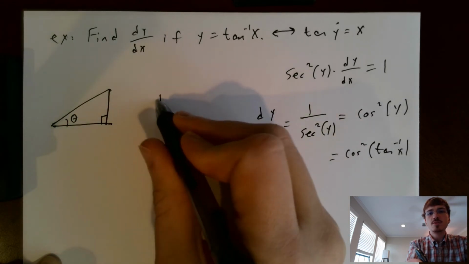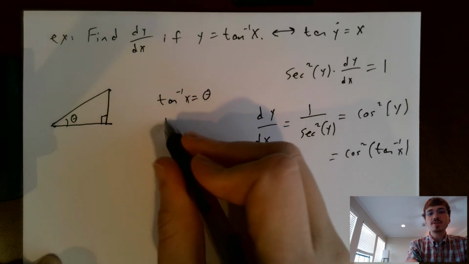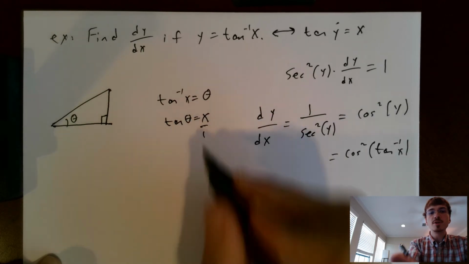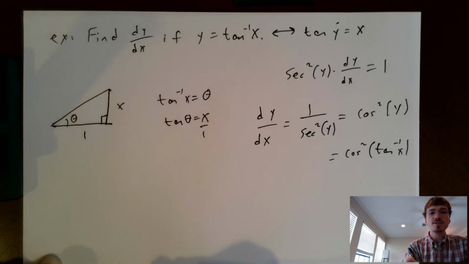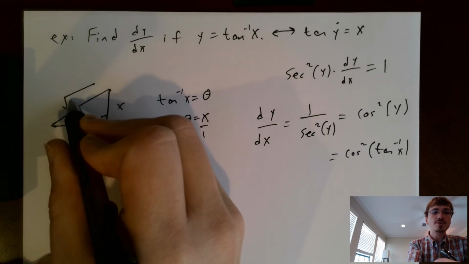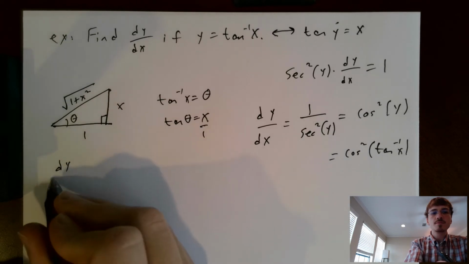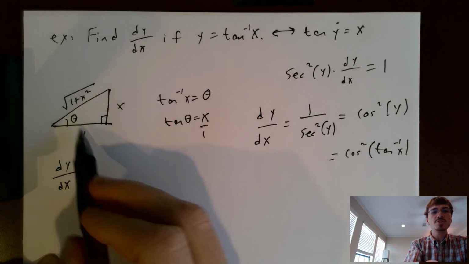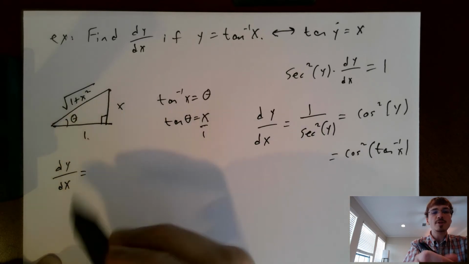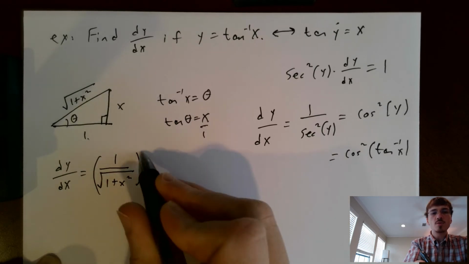Let this be my angle theta, where that angle theta is the arctangent of x. So if arctangent of x is theta, that means that tangent of theta is equal to x divided by 1. Well, if tangent of theta is x over 1, that's the opposite over adjacent. By Pythagorean theorem, my hypotenuse is the square root of 1 plus x squared. Yeah? And so, what's dy dx? It's going to be the cosine squared. Well, what's cosine of theta? It's the adjacent divided by the hypotenuse. So it's 1 divided by the square root of 1 plus x squared quantity squared, right?